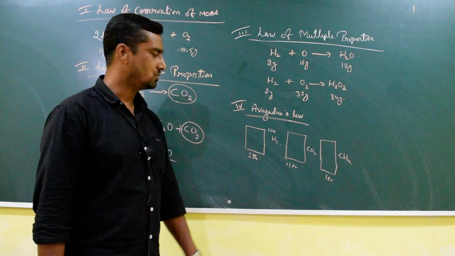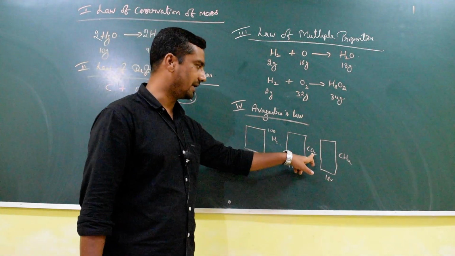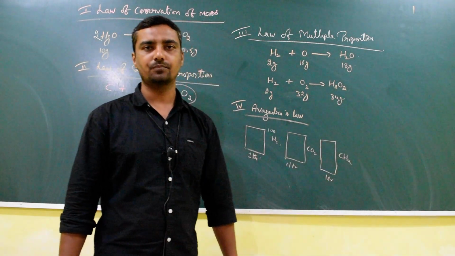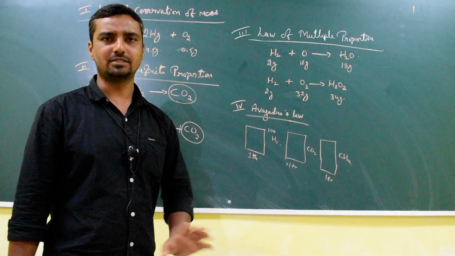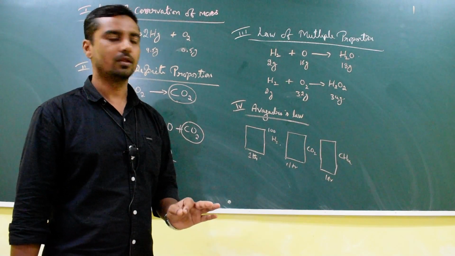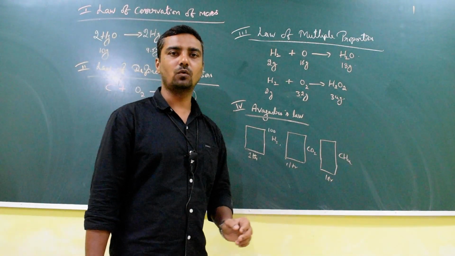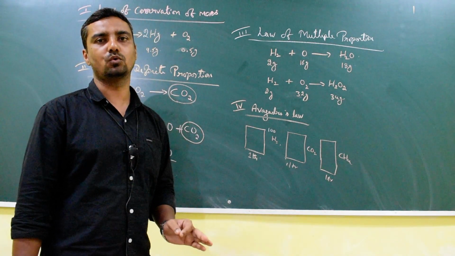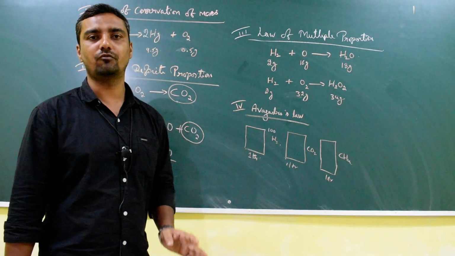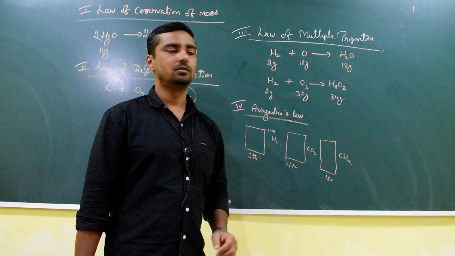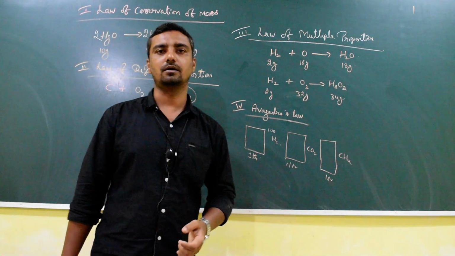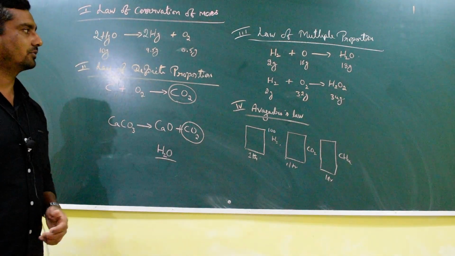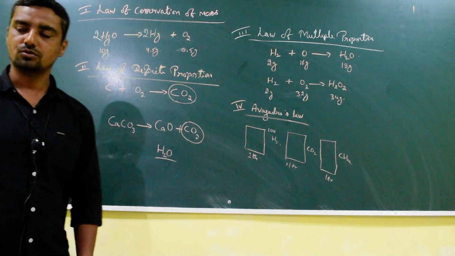Understood? Right? So hydrogen mass is different from carbon dioxide mass, which is different from methane mass, which is different from ammonia, right? But the number of molecules will not change. Equal. So all gases contain an equal number of molecules under similar conditions of temperature and pressure. That is called Avogadro's law. Understood? These are the 4 important laws of chemical combination, right? So we go for the next one.